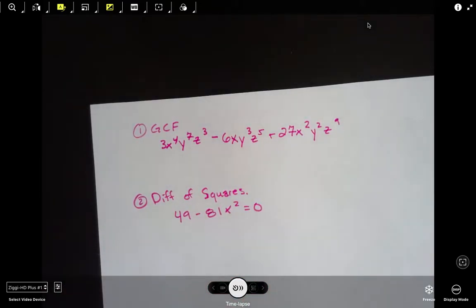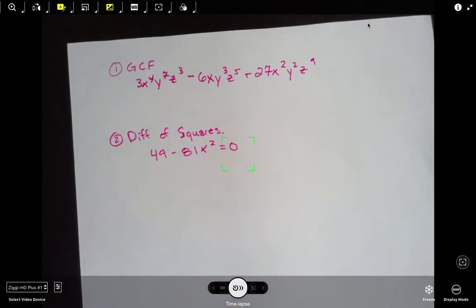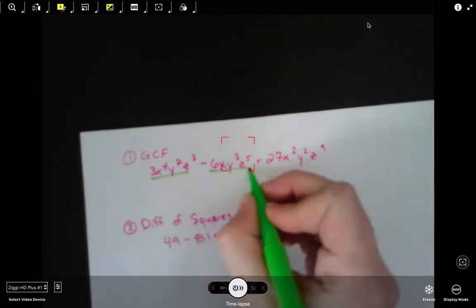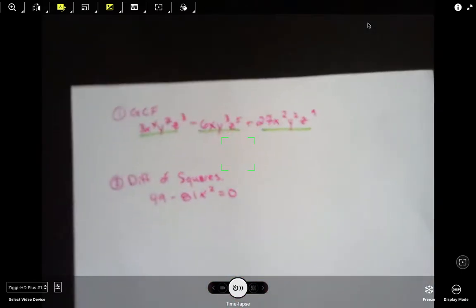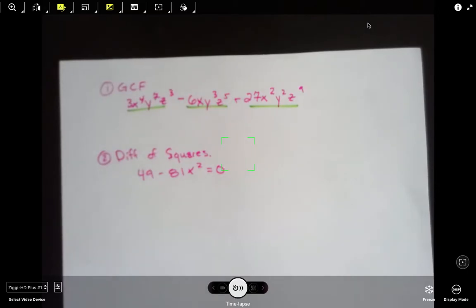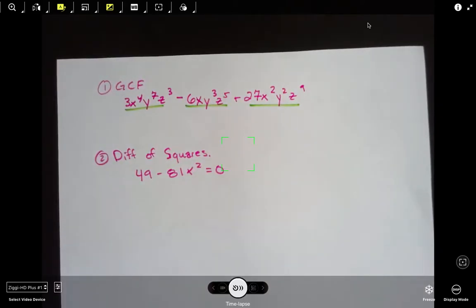Okay, here are my two problems. Greatest common factor, difference of squares. Now, when you're doing greatest common factor, it's really super important that you look and see how many pieces you have. I have 3 pieces there, underlined in green. They are separated by pluses and minuses. I'm looking at those 3 pieces to see what I can pull out.